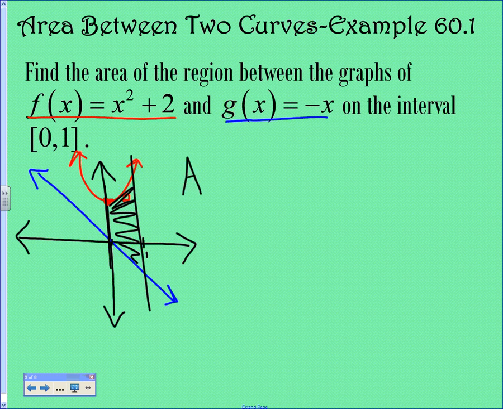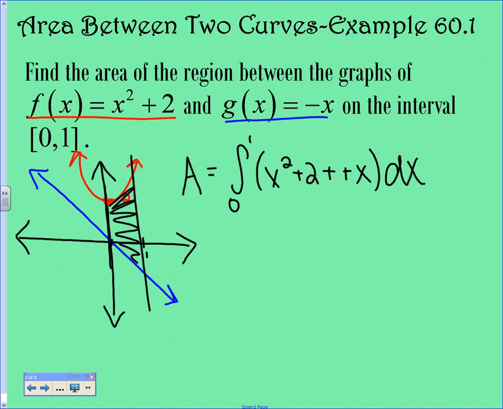So to find the area, we're going to set up an integral. What are our endpoints going to be? 0 and 1. What function is on the top? Okay, so we're going to say x squared plus 2 minus what function is on the bottom? So minus negative x, which is what? Plus x. Occasionally, you'll have terms here that can combine, and that's fine to combine them. On this one, we can't combine anything, so we'll just leave it as is.